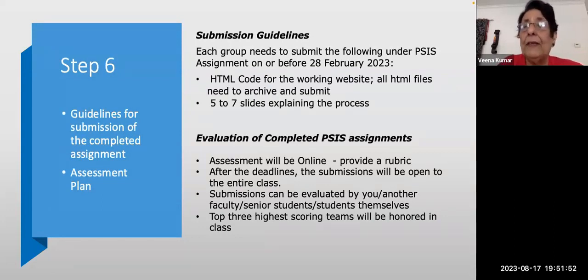Each group needs to submit the following under the PS assignment. And this is what it is, 5 to 7 slides explaining the process. This is why, because we took an example: assessment will be online. There's a rubric there. Submission can be evaluated by another faculty member, senior student, students themselves, etc.